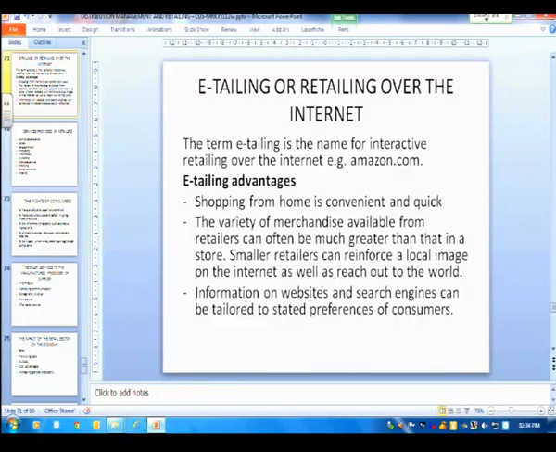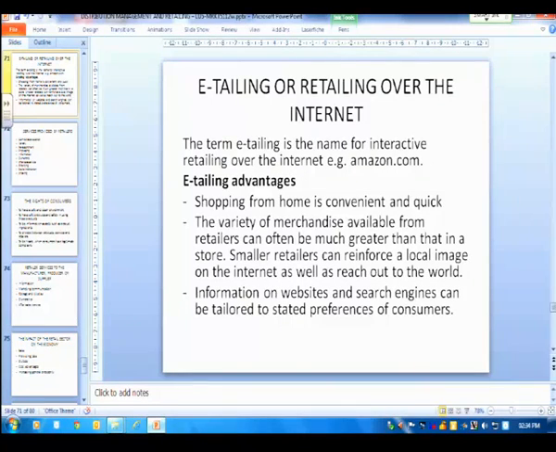E-tailing, or retailing over the internet. The term e-tailing is the name for interactive retailing over the internet, e.g. Amazon.com. And then e-tailing advantages. 1, shopping from home is convenient and quick. 2, the variety of merchandise available from retailers can often be much greater than that in a store. Smaller retailers can reinforce a local image on the internet as well as reach out to the world.